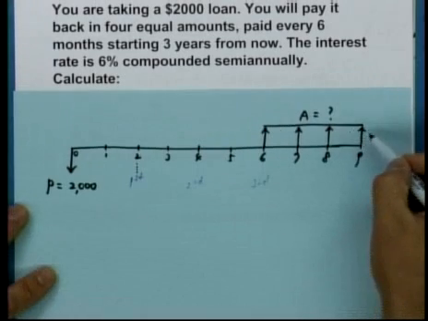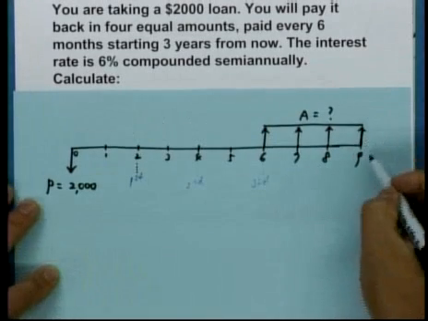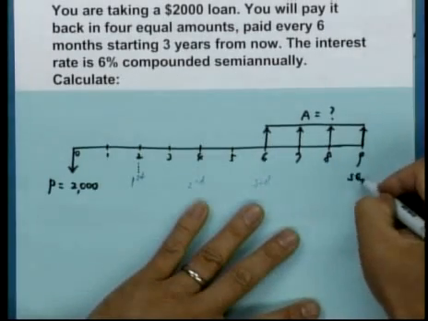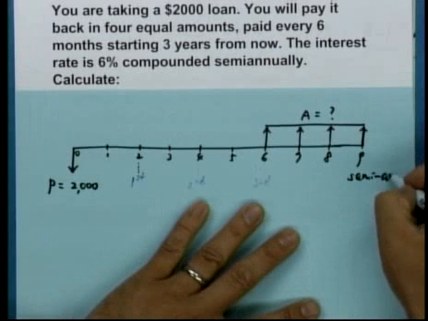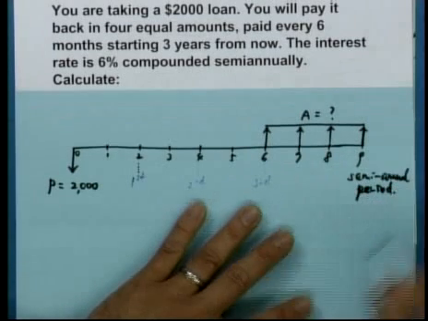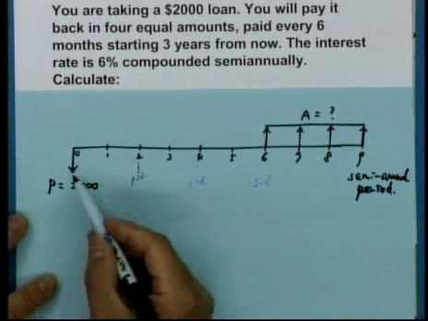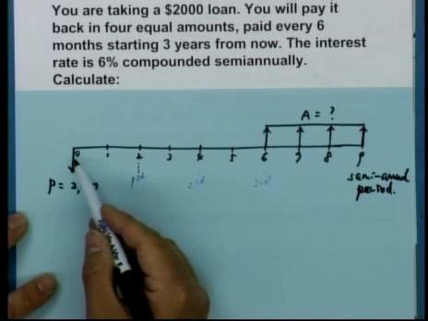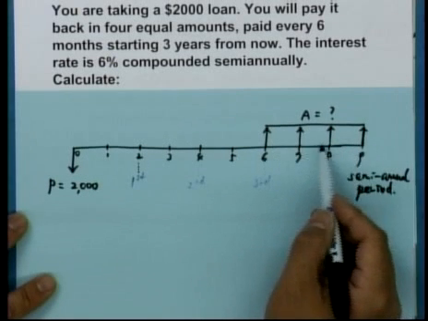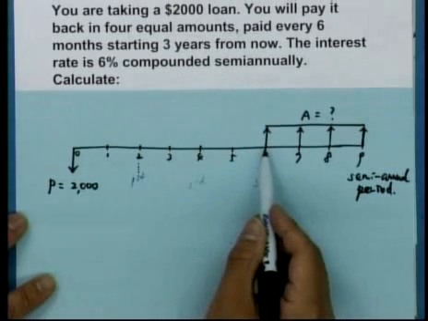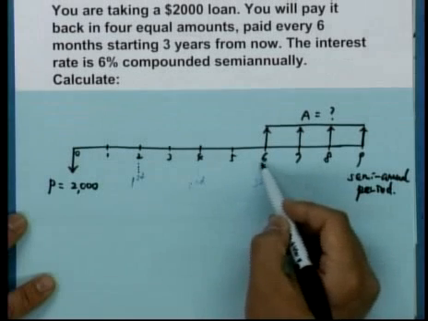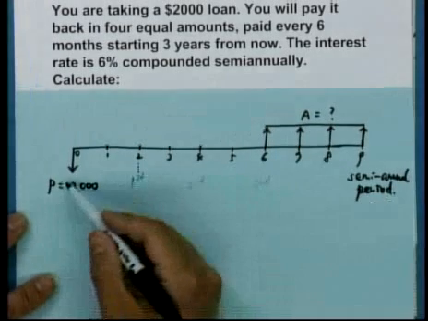So again, because here we are using the unit of semi-annual period. So you are taking $2,000 loan and you will pay back in 4 equal payments paid every 6 months, right? Starting 3 years from now. So your payment will start at the sixth semi-annual period from now on, right?